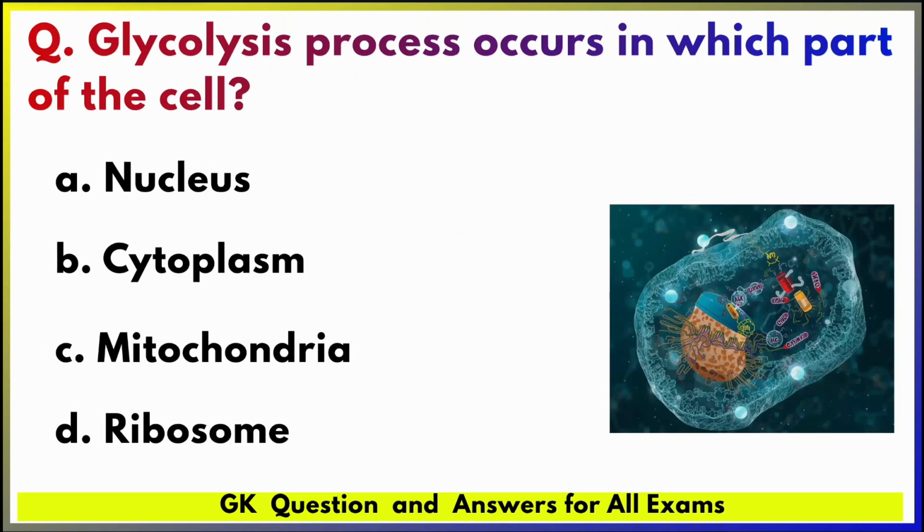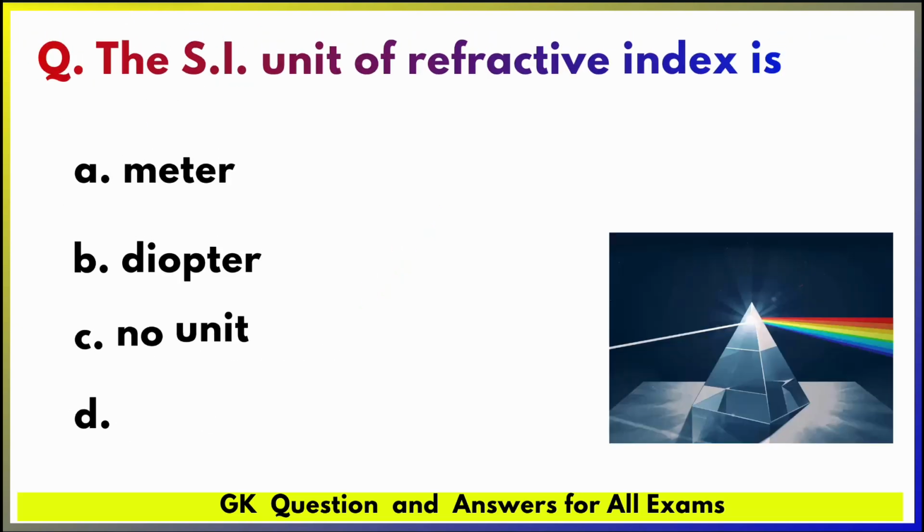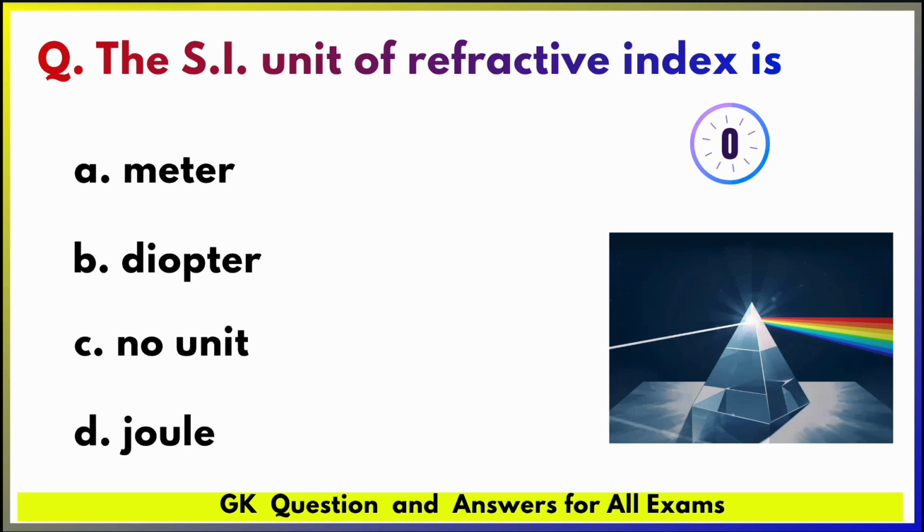Glycolysis process occurs in which part of the cell? Right answer is cytoplasm. The SI unit of refractive index is. Right answer is no unit.